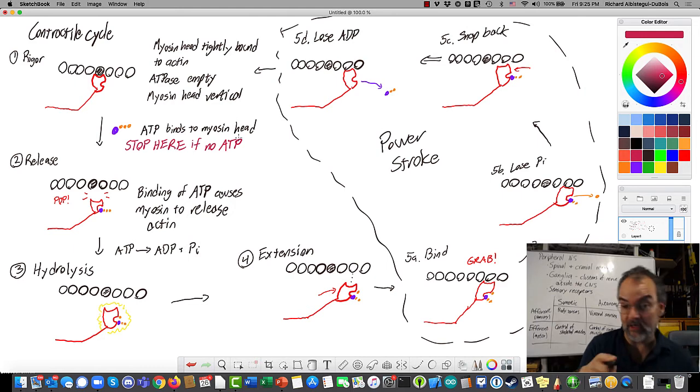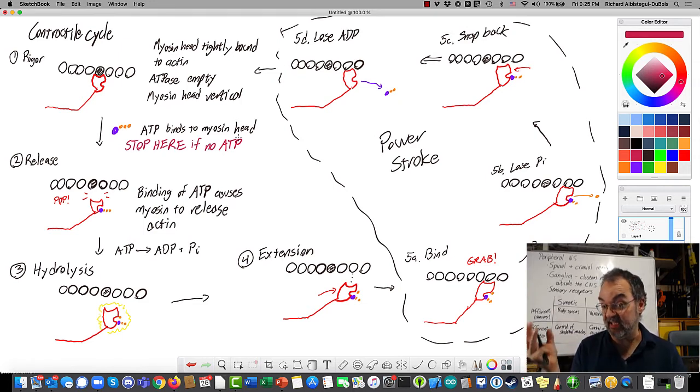Okay, so that's one place where we could stop this process. But assuming there is ATP, the ATP will bind to the myosin. We normally only stay in that rigor state for a tiny fraction of a second. It's just a passing thing. So ATP binds, we come out of rigor. We will then hydrolyze the ATP and stretch the myosin head out. Then if we can, we will grab onto the actin. But that's another place we can stop.